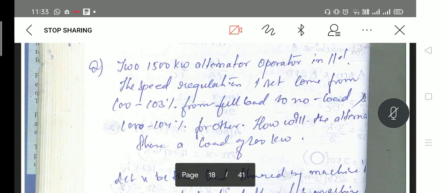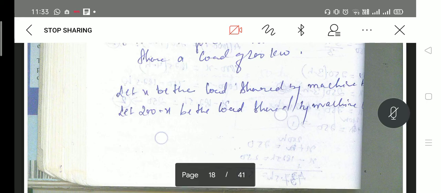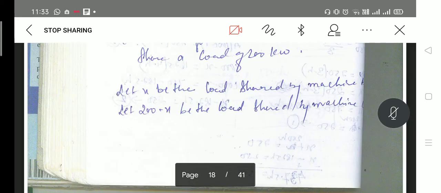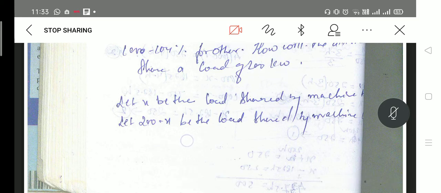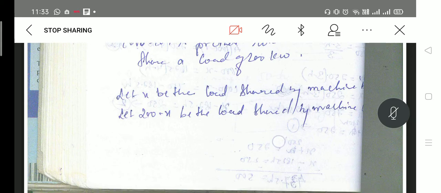So same problem. I am taking the load shared by machine A as X, and machine B is shared by, sorry, this is 200 kilowatts, so 200 minus X. Machine B is shared by 200 minus X.